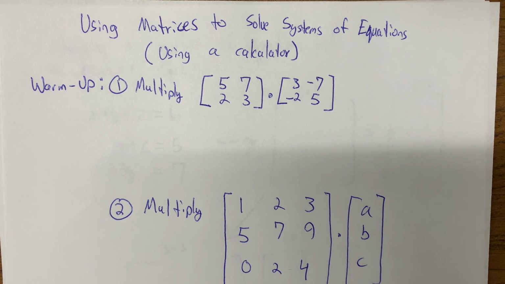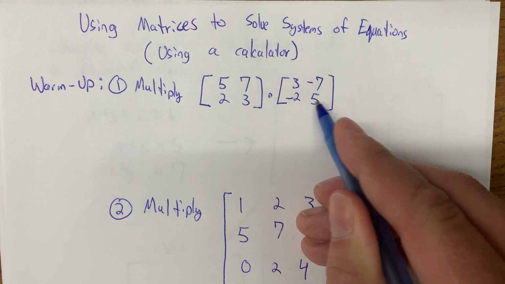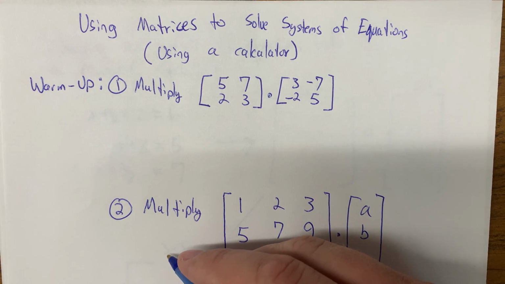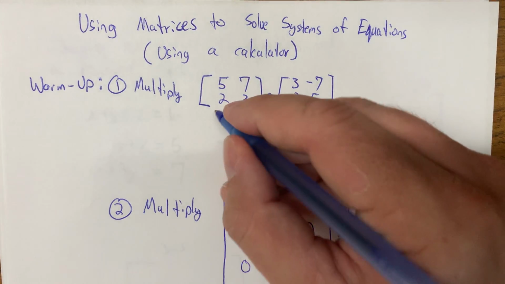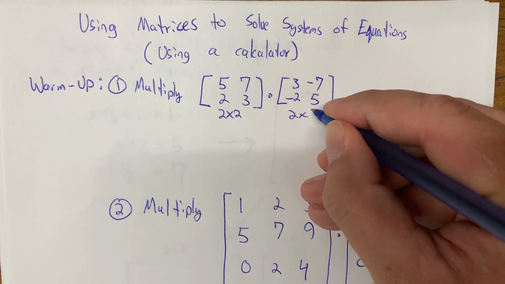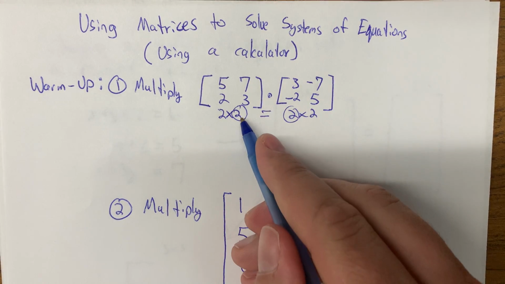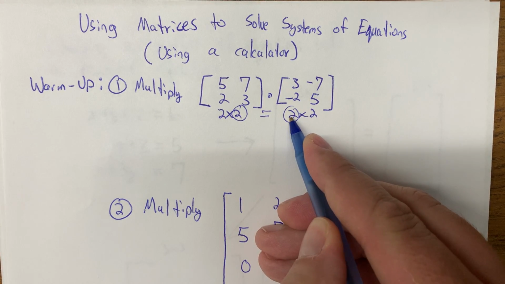Let's get into this. Before we get into what we're gonna do, we're gonna start by making sure our multiplication skills are good, because we're gonna need them today. So multiply 5, 7, 2, 3 by 3, -7, -2, 5. And the first question is, can we multiply these? To see it, we need to look at the dimensions. This is 2 by 2. This one is 2 by 2, and what we're looking for is, do the middle dimensions line up? 2 is equal to 2, and so we can multiply them.